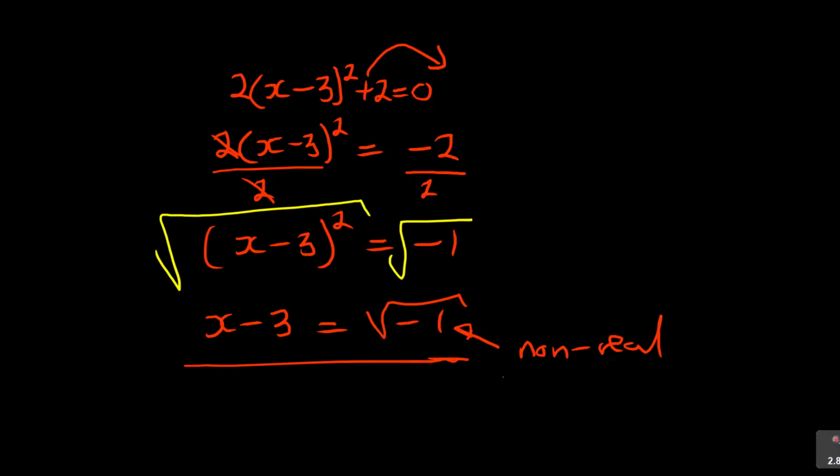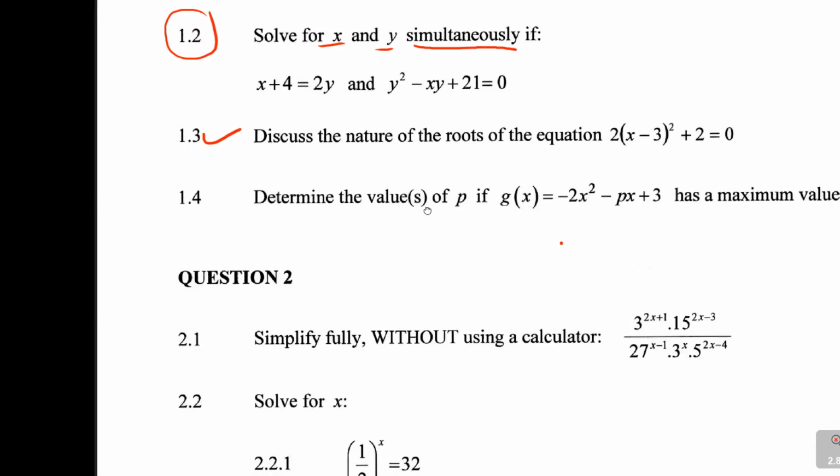It's not real, because you can't find the square root of a negative, so the nature of roots is non-real. So the roots are non-real. Some say non-real. So that is that. That's why it was just 2 marks.